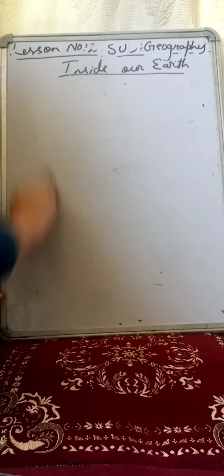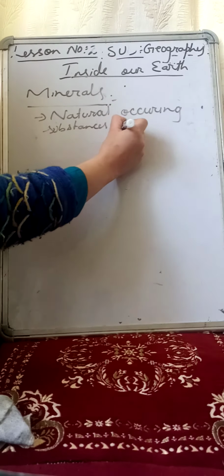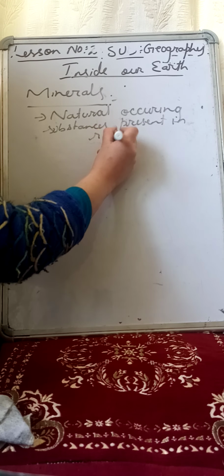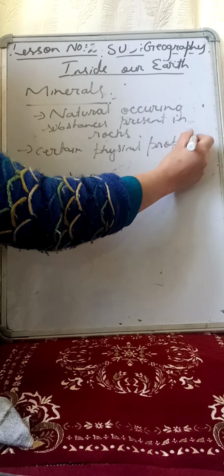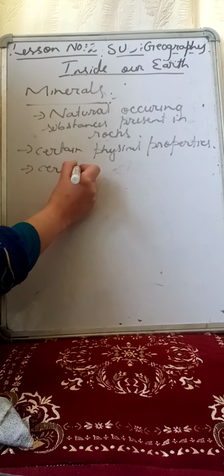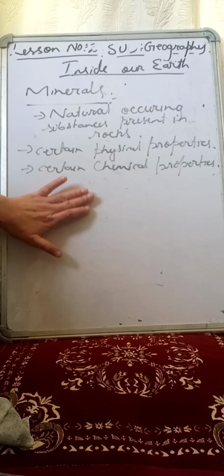Now we will come to know about certain things that are minerals. Minerals basically are natural things that are present in rocks. Naturally occurring substances present in rocks. They have certain physical properties and certain chemical properties. Because of these physical and chemical properties, we have different types of minerals.